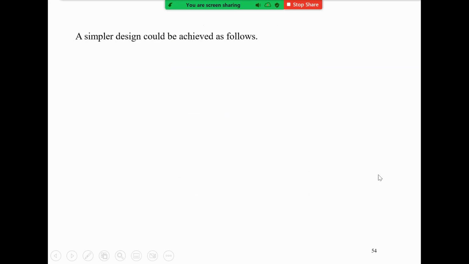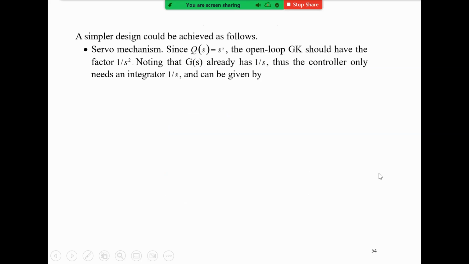Now, let's try the second design, simplified design. So we don't form a generalized plant. We just say, since this Q is S squared, but the open loop system already has a 1 over S, the plant has a 1 over S, thus the controller actually only needs 1 integrator. So therefore, with that information, I'm going to design my controller in this way. There is 1 integrator in the controller.